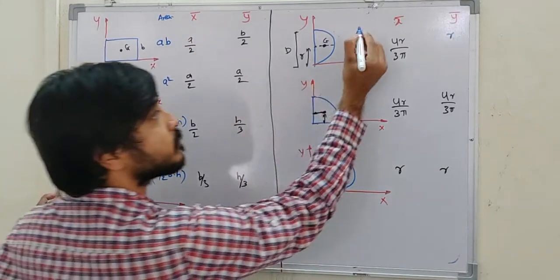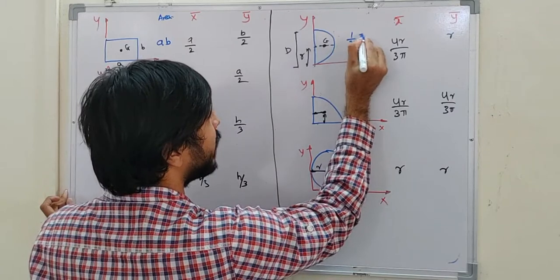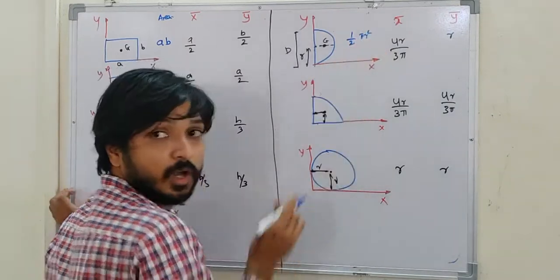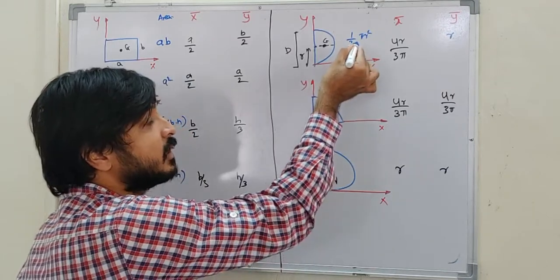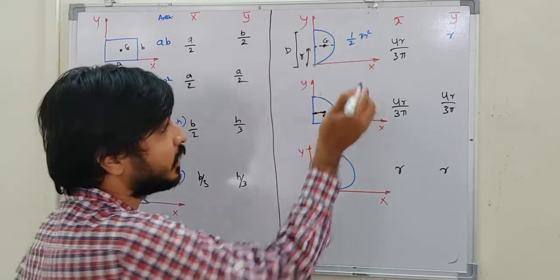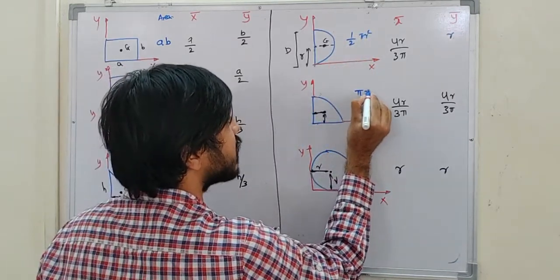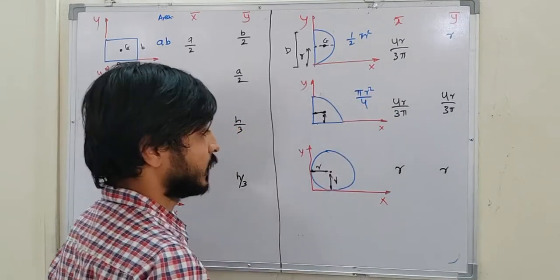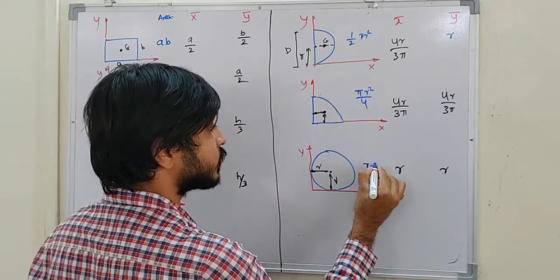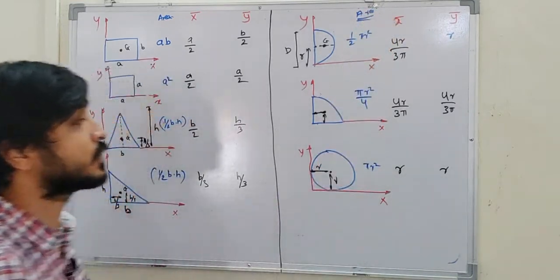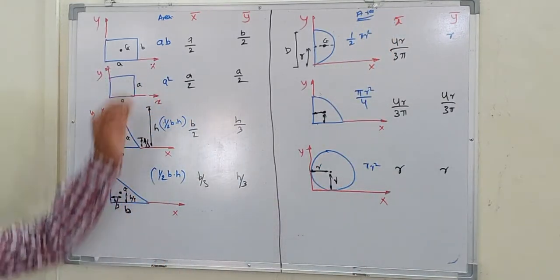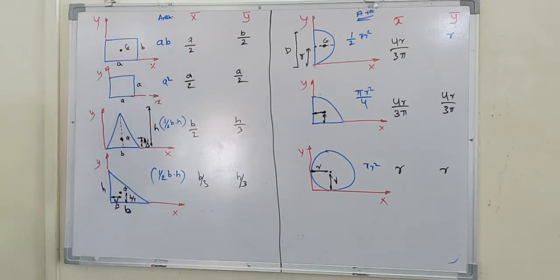And for this, 1 by 2 pi r square, or you can even write it in terms of d also, correct? If you write in terms of d, pi d square by 8. So here pi r square by 4 and this is pi r square. These are the areas. So these are some of the standard figures for which you need to remember area, x bar and y bar.